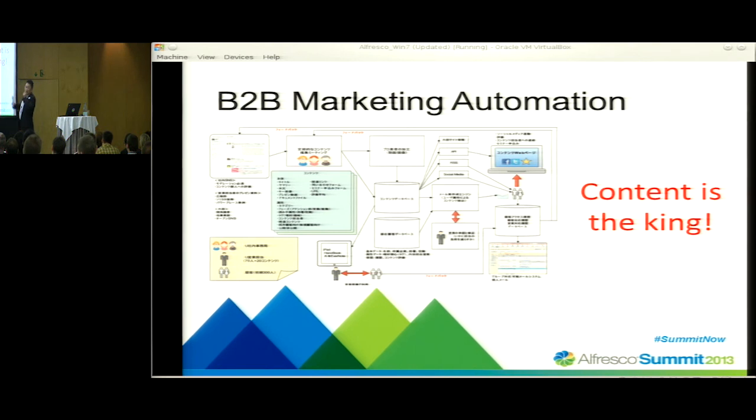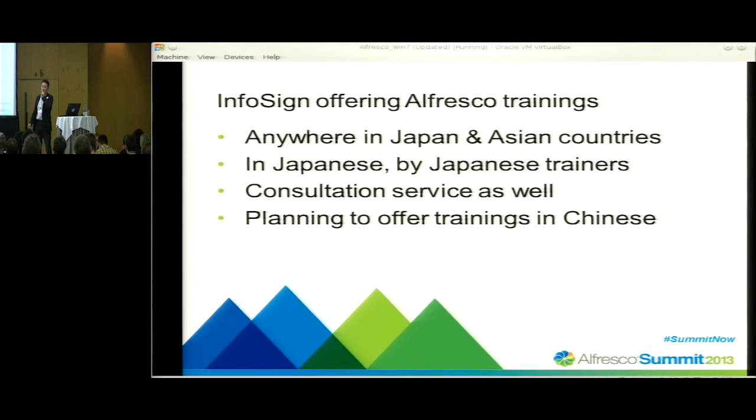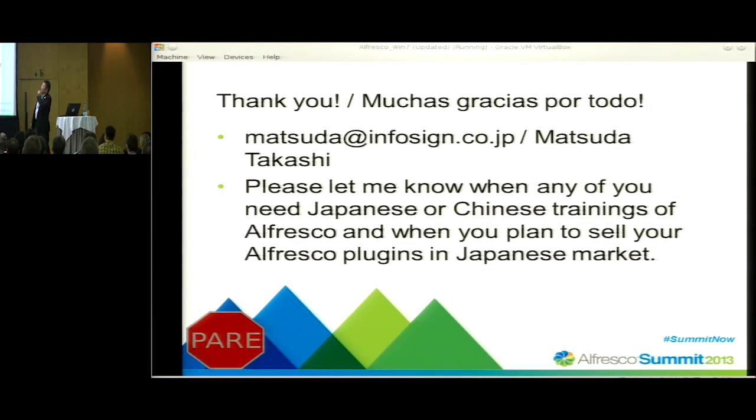And this is the marketing automation that the sales division is going to challenge next. Content is always the king in this kind of system. The main topic is over. Let me advertise our service. This year we became a Japanese training service provider. Thank you. Muchas gracias. It went too soon.